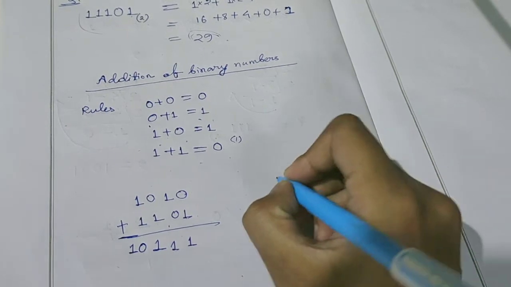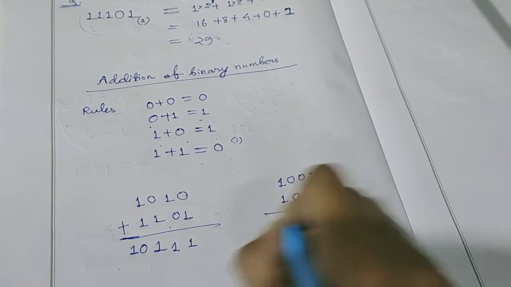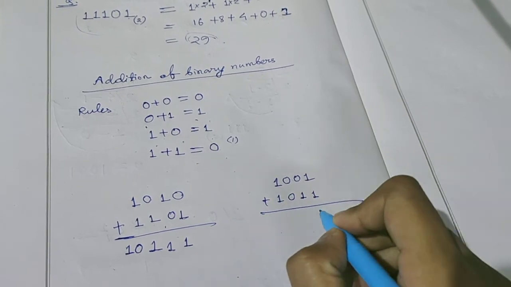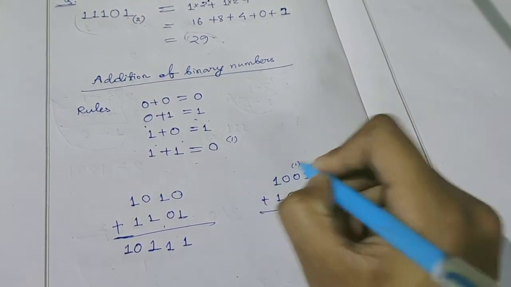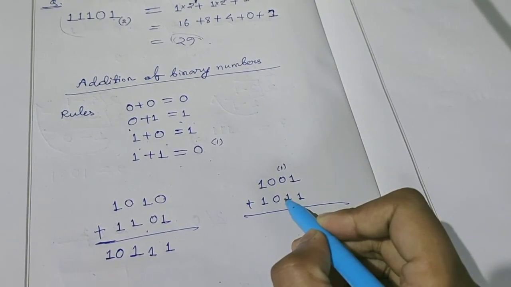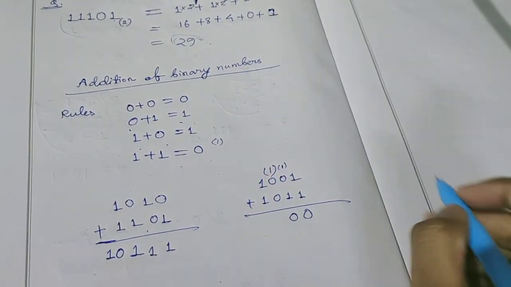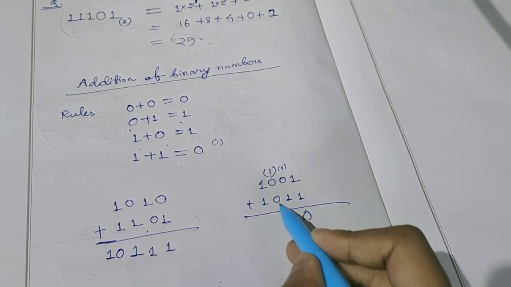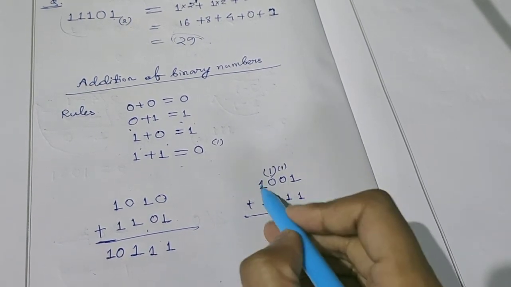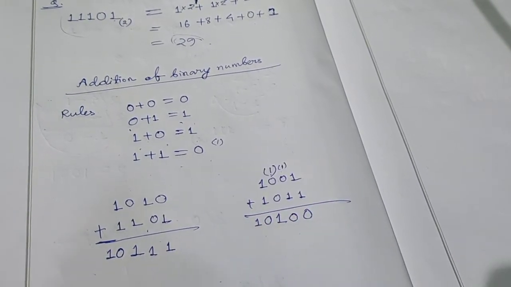Then another example, 1001 and 1011. Now here see, 1 plus 1 is 0, but there is 1 carry. So now this 1 plus 1 equals again 0. 1 will be carried here. Then 1 plus 0, there is nothing here, only 0. So 1 plus 0 will be 1. Again 1 plus 1 here will be 0, and the carry 1 we will put it here.